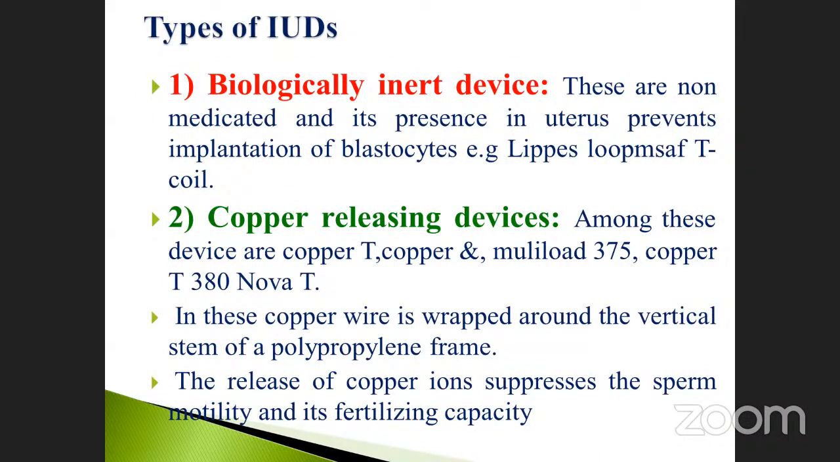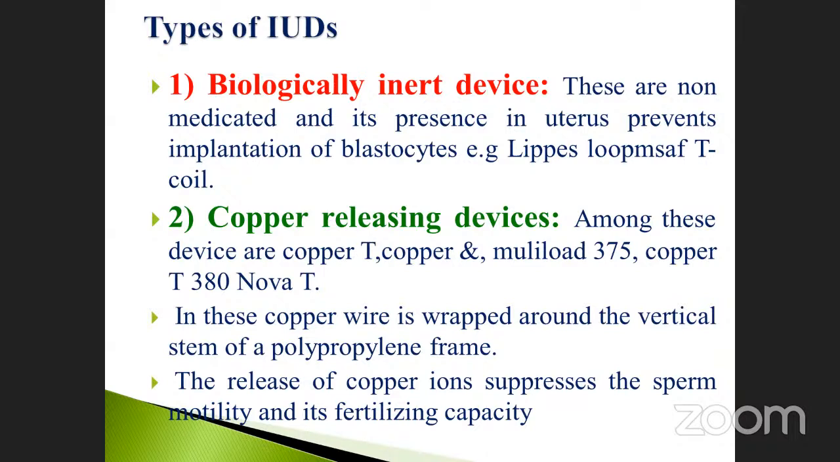The correct explanation is that they can control the mobility of the sperm. How? Because it produces some substances. Those substances automatically kill the sperm. In this, copper wire is wrapped around the vertical stem of the polypropylene frame. Note it down. This is what the copper T is made up of.